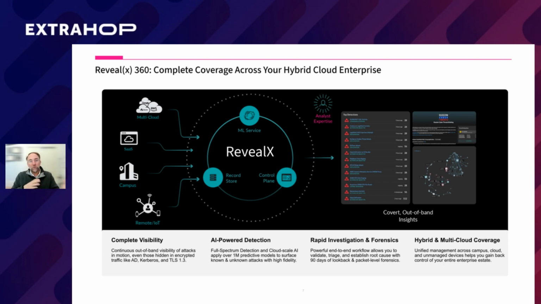So RevealX provides complete visibility of attacks in motion, even when the malicious behavior is hidden in encrypted traffic. It provides a powerful AI/ML detection capability with full-spectrum visibility, over 1 million predictive models, so that you can find the known but also the unknown attacks with the highest level of fidelity. What we do here is deliver the information intuitively in our web UI so that you can understand what's happening across every tier of the environment, from users to web to database to storage to network, and from the cloud to the data center to the remote site.